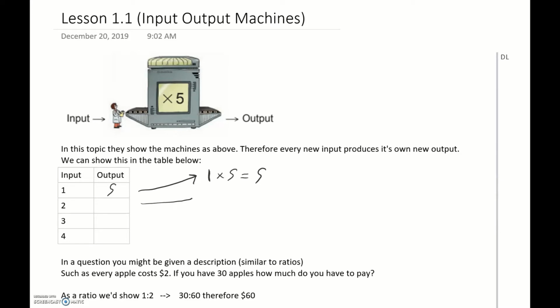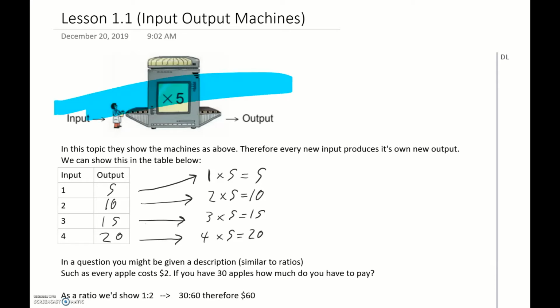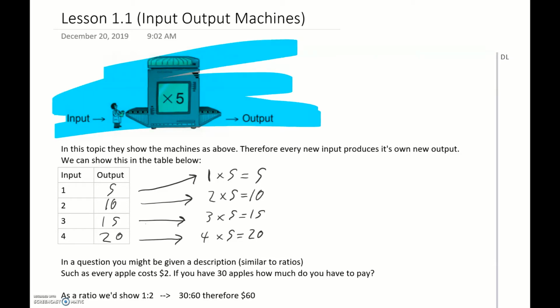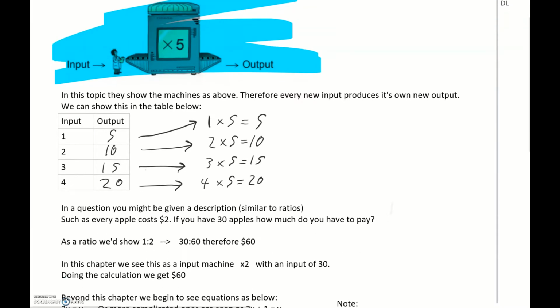If we input 2, then we times by 5, because it's the machine. Whoops, we don't get 5, we get 10. And so on and so forth. 3 times by 5 is 15, and 4 times by 5 is 20. So we can see that there's an input, we do the machine, then there's the output. This is how it'll show up in this topic, just like this input-output machine. Alright, so keep that in mind.